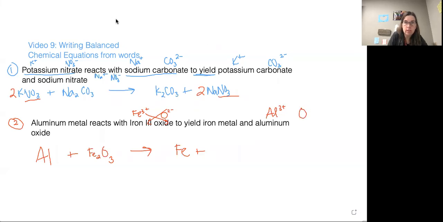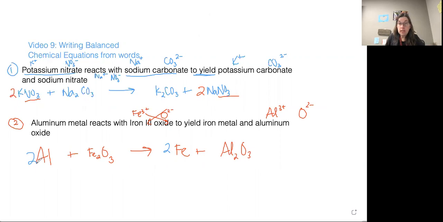Oops, I lost my draw function. Okay, so 2-, crisscross your charges, and you're going to have Al2O3. Okay, so now we have to balance this. This might be a little challenging, we'll just see. There are 2 irons, so I'm going to put a 2 there. 3 oxygens, that's okay. 2 aluminums, 2 aluminums. Actually, that was pretty easy to balance.